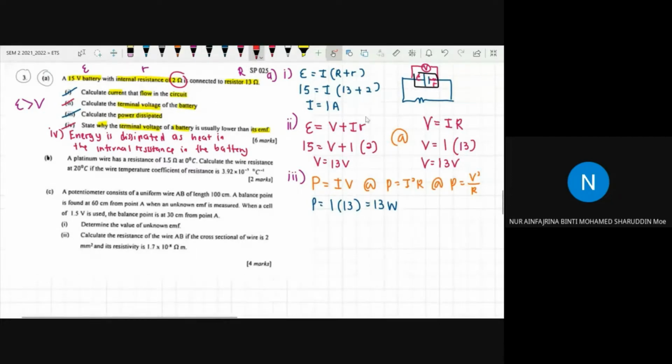So distribution of marks. This is 1 mark. 1 mark. Sudah 3 kan? Ini adalah another 1 mark. 4 marks. Okay. So awak akan ada markah untuk substitution. So substitution awak akan ada markah. So you will get 6 marks. 1, 2, 3, 4, 5, 6.